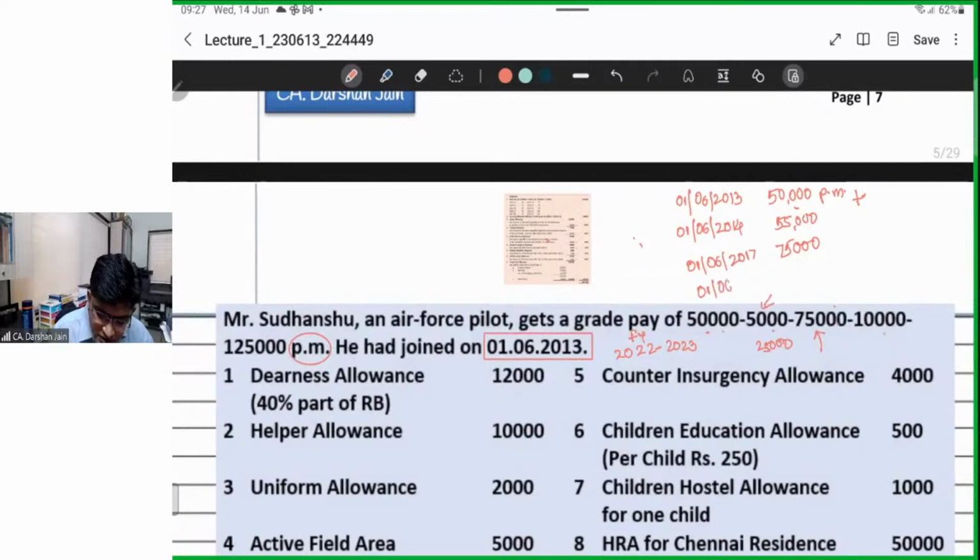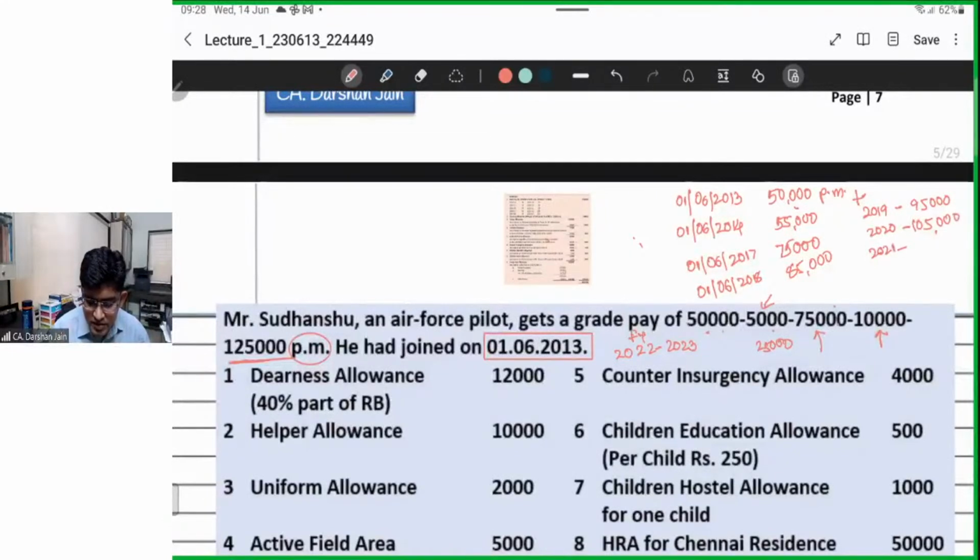On 1/6/2018, there would be a hike of 10,000 because the grade pay has increased. After 75,000, 10,000 rupees of increment every year until 1,25,000. So it is not going to increase beyond 1,25,000. 1,25,000 would be the end of it. So 1/6/2018, it would be like 85,000. 2019, it would be 95,000. 2020, it would be 1,05,000.